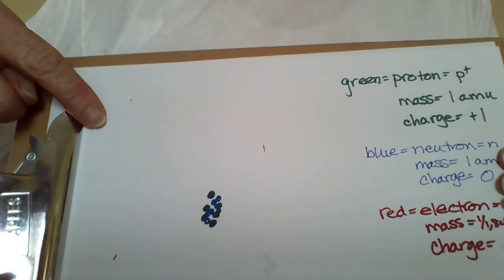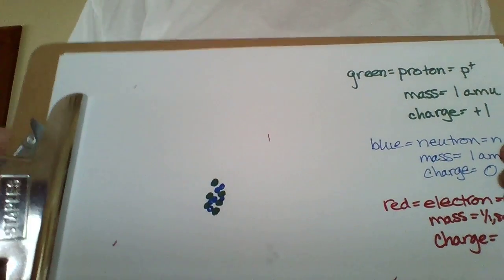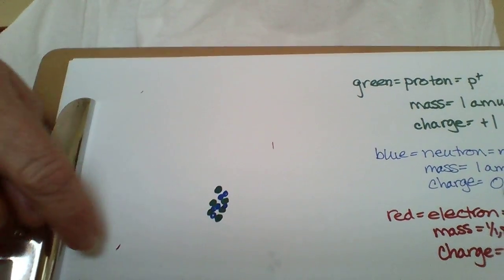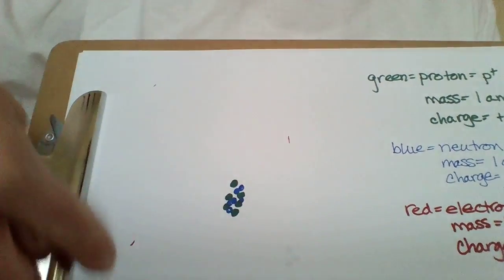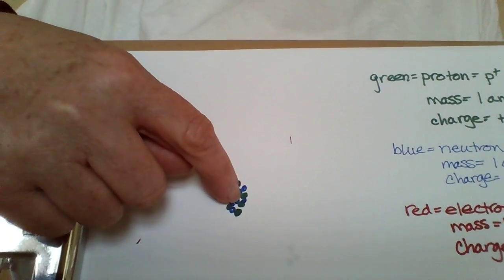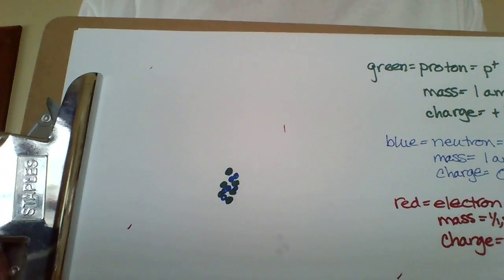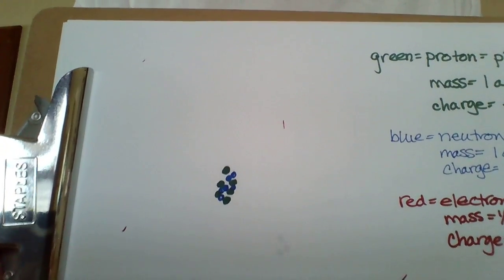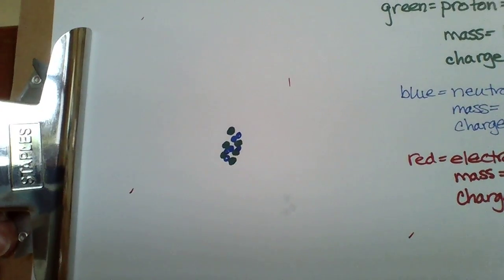So, I told you this is carbon, right? This is a picture of the most common version of carbon. 6 protons, 6 neutrons, 6 electrons. Its mass number is 6 plus 6, protons plus neutrons. It's the most common isotope, most common form of the element carbon.